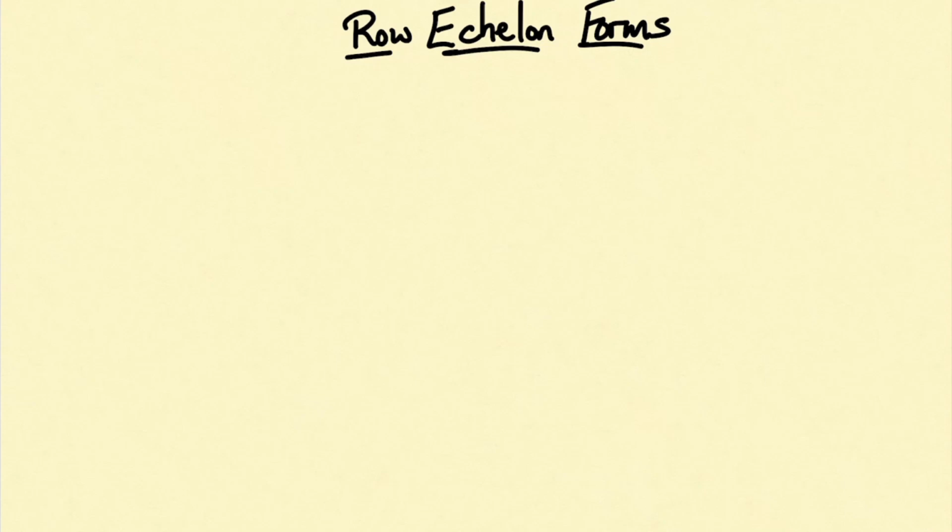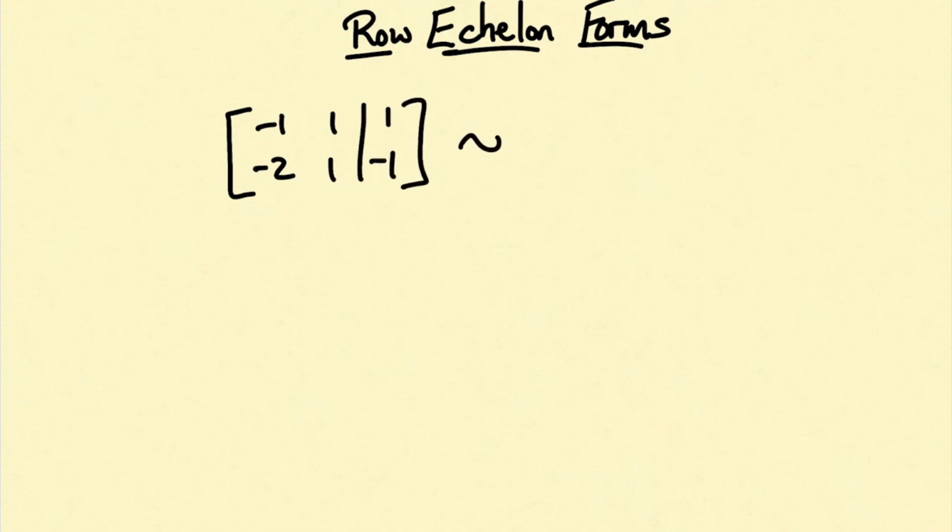Before we talk about the algorithm that we can use to solve systems of equations, we want to talk briefly about certain special forms of a matrix. And these are called row echelon forms. So in the last video, we saw a particularly nice row equivalence. This row equivalence was nice because it allowed us to simply read off the solutions to the original linear system.